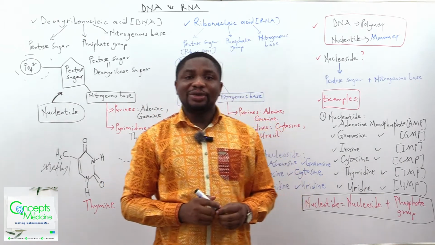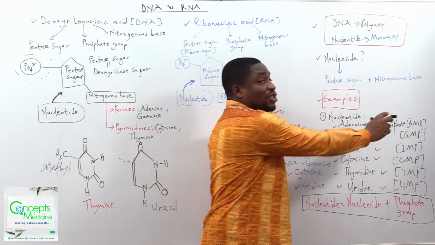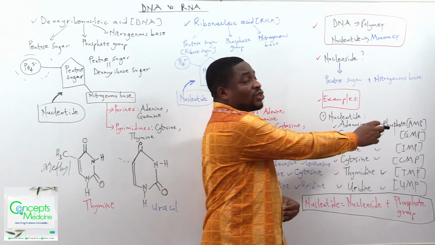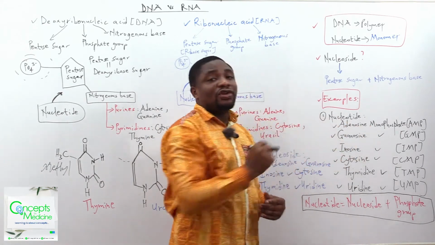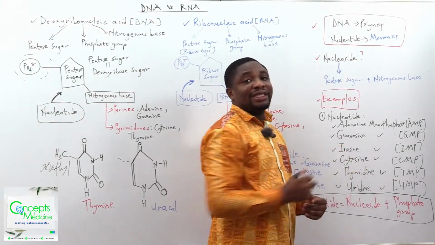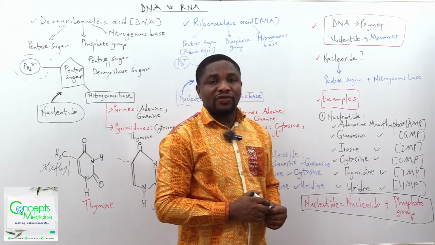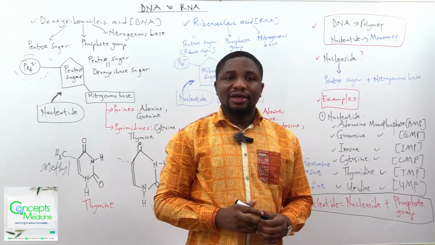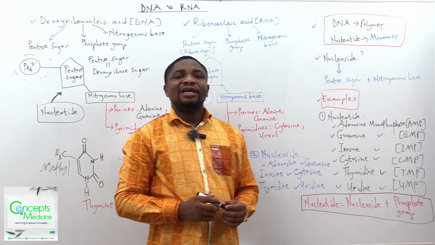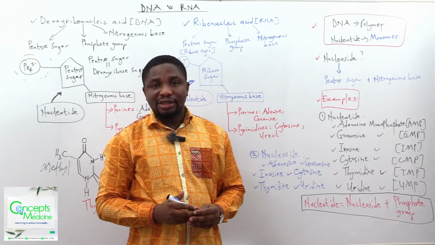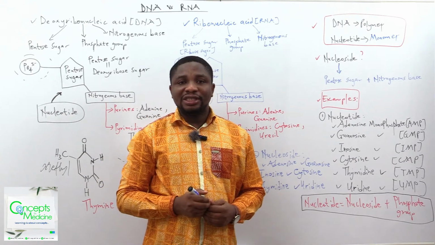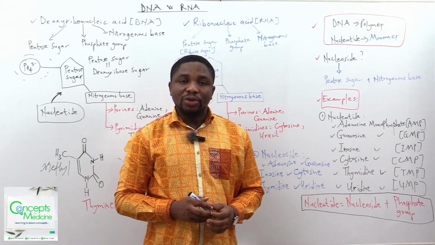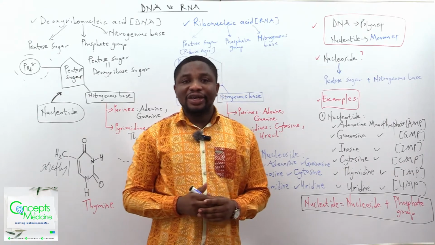For the nucleotide, we can think of adenosine monophosphate, that is AMP, the guanosine monophosphate, that is GMP, inosine monophosphate, IMP, cytosine monophosphate, CMP, thymidine monophosphate, that is TMP, and uridine monophosphate, that is UMP. Those are the examples of the nucleotide. What of the nucleoside? For the nucleoside, we can think of adenosine, guanosine, inosine, cytosine, thymidine, and uridine. Those are the examples of the nucleosides.